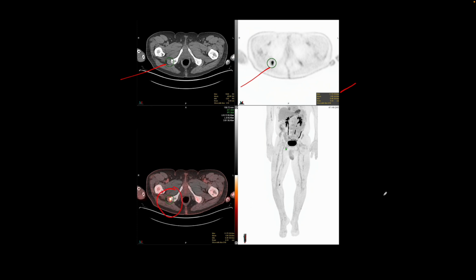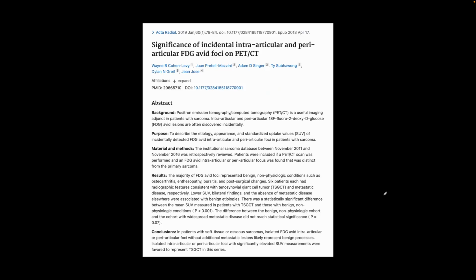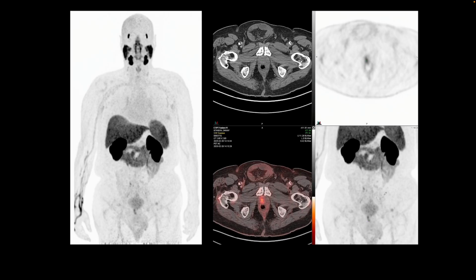This finding is consistent with enthesopathy, which is a benign cause of FDG uptake at the sites of insertion of muscle into the bone or at the sites of presence of a bursa. So enthesopathy has to be recognized as benign uptake on FDG PET-CT studies. And here's an article on the significance of incidental intra-articular and peri-articular FDG avid foci on PET-CT.